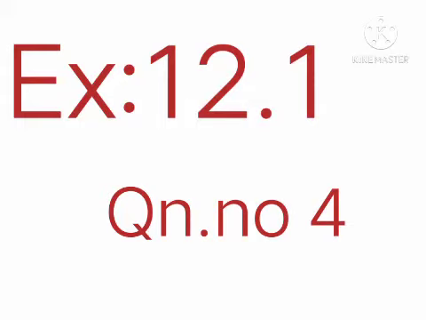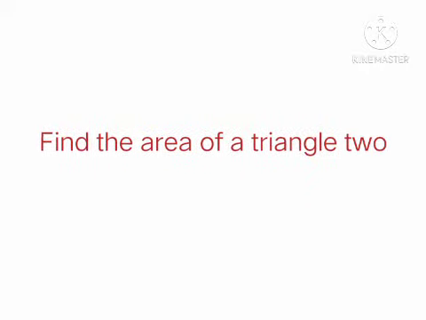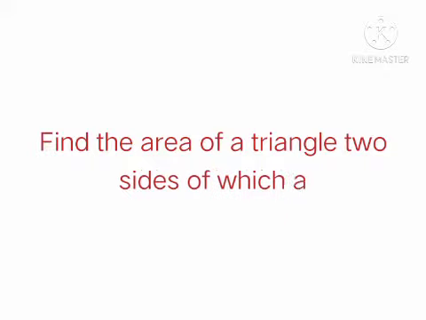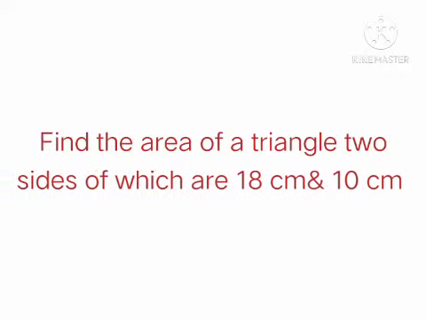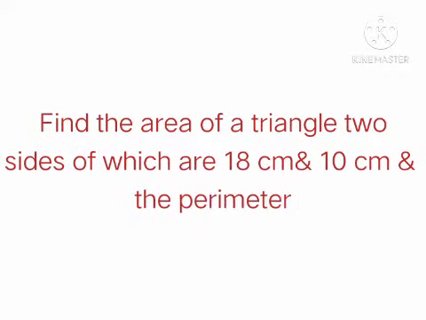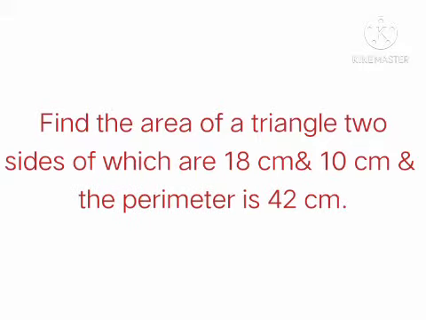Exercise 12.1, question number 4. Find the area of a triangle, two sides of which are 18 centimeter and 10 centimeter, and the perimeter is 42 centimeter. Here perimeter is given, two of the sides are also given. Then we have to find the third side.